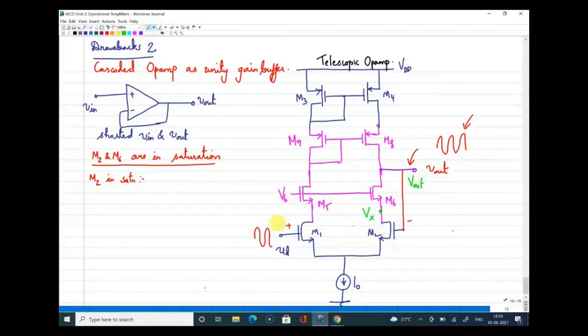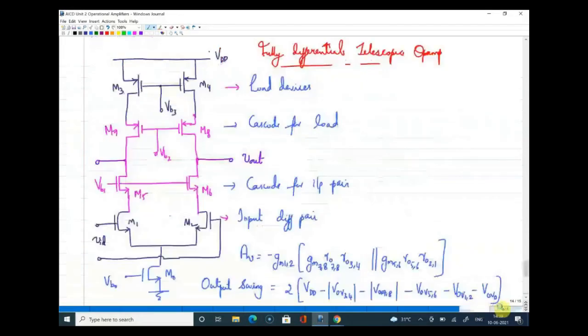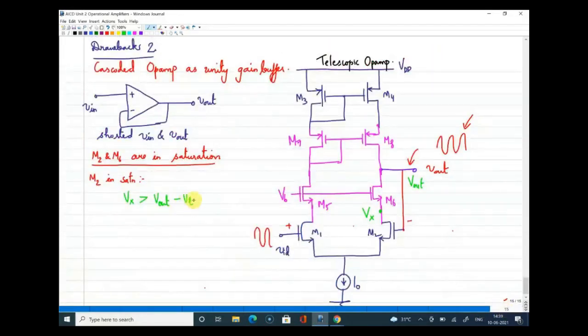Very good, Sri Harsha. So you have written the condition for saturation for M2: VD should be greater than VG minus VT. So if I write for M2, the VD for M2 device is Vx, so Vx should be greater than, what is VG? For M2, the VG is same as V out, so Vx should be greater than V out minus Vt. That is my first equation with respect to device M2.